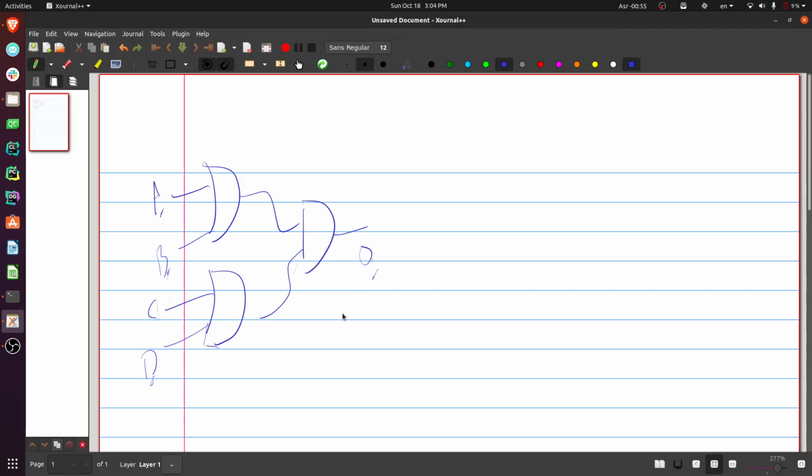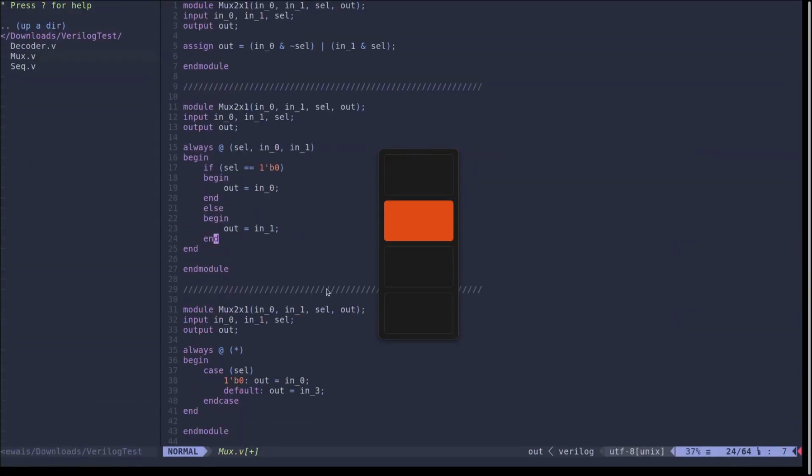That is what a combinational circuit is. So in a combinational circuit, you expect the hardware to always function, not on a certain condition. You expect it to always function. And by saying not at a certain condition, it means when any change happens, which means you basically have to specify all your inputs in the sensitivity list. Okay?